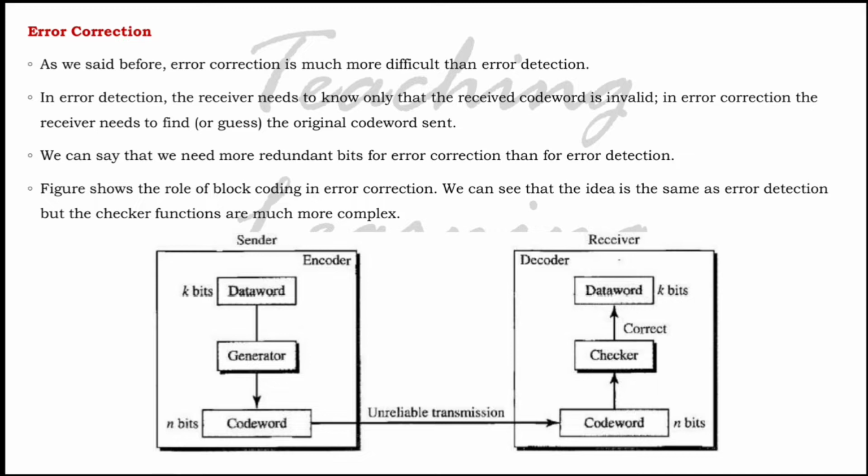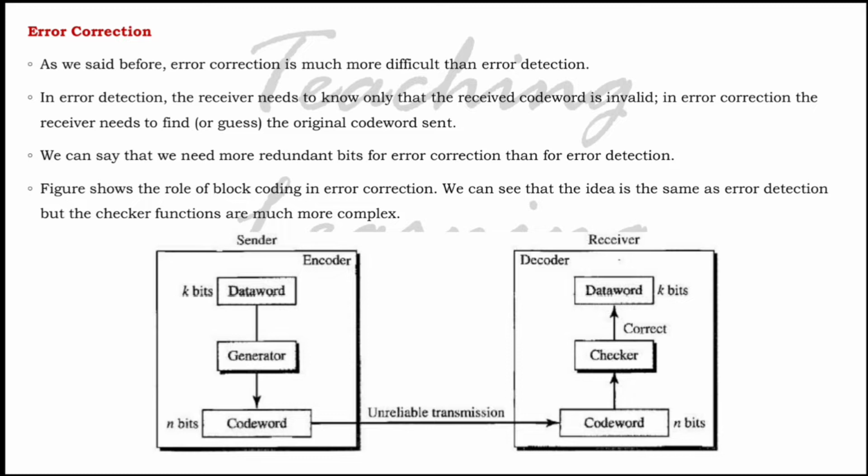So we can say that we need more redundant bits for error correction than for error detection. In another way, error detection needs fewer redundant bits, and error correction needs more redundant bits. The figure shows the role of block coding in error correction. The idea is the same as error detection, but the checker function is much more complex.